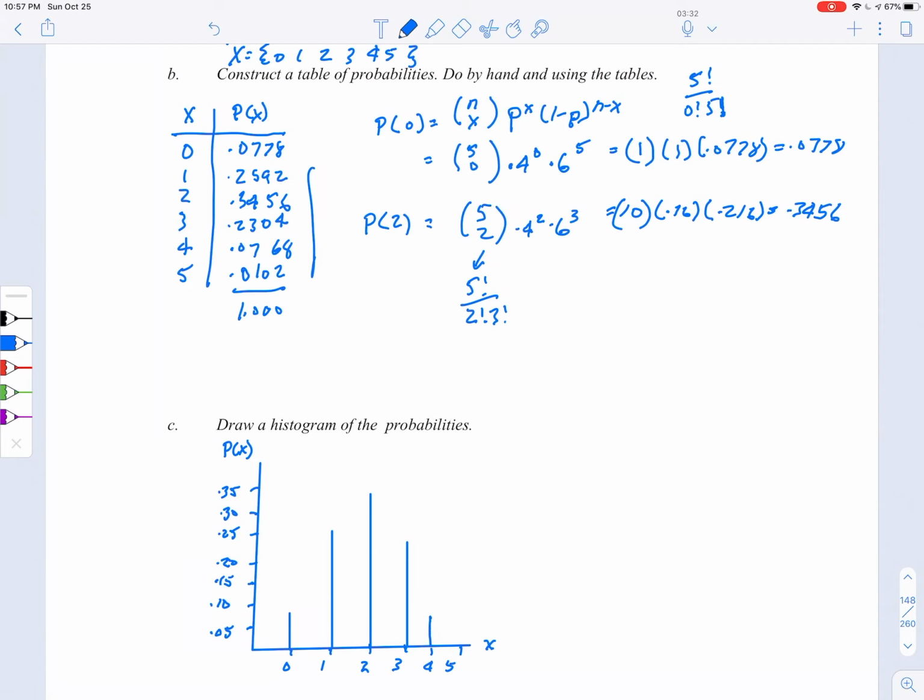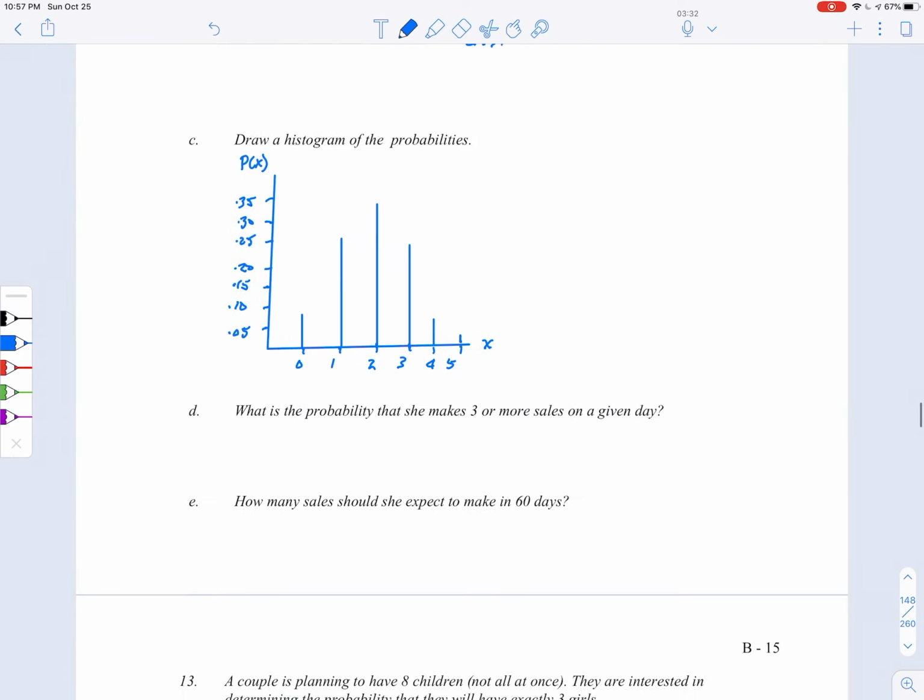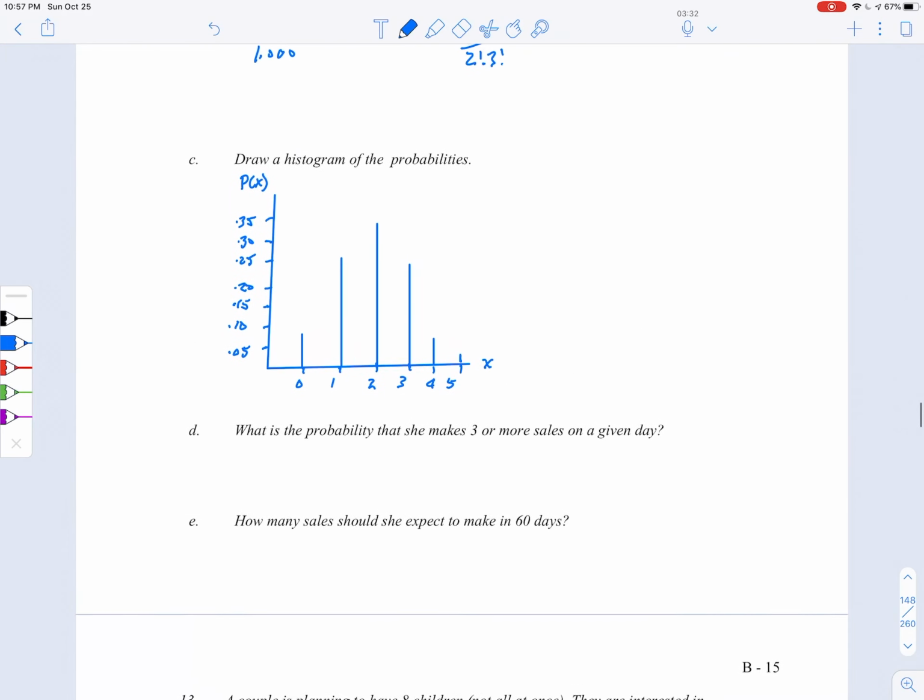And then for 4, it's about like that. Oops. And then just a little guy here. So that's what your histogram looks like for the probabilities, just like that. Remember, there's nothing actually in between each of these. You get 0 or 1 or 2. You can't get 2.5 successes.